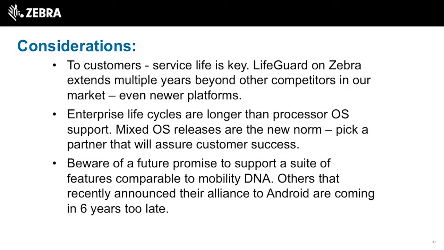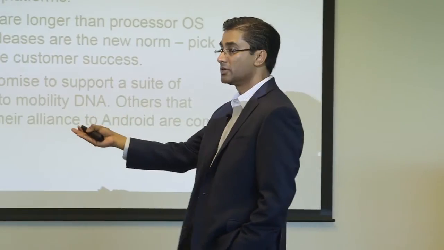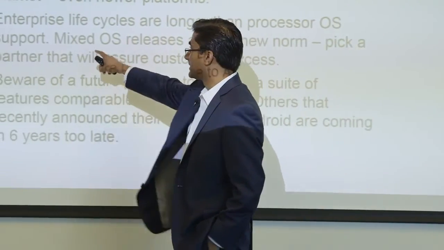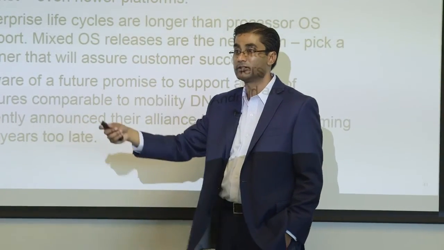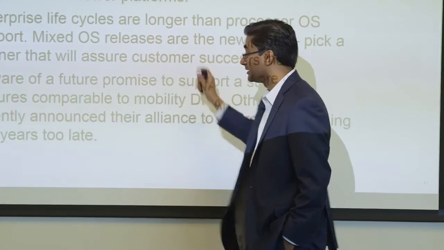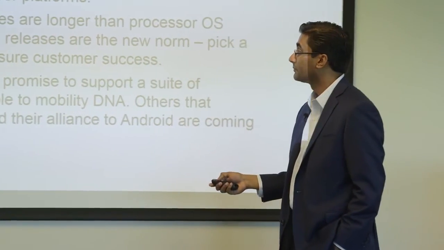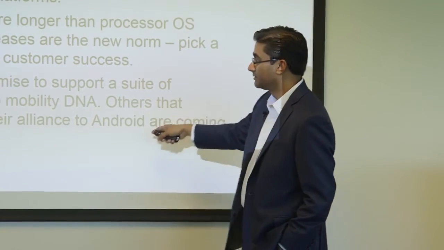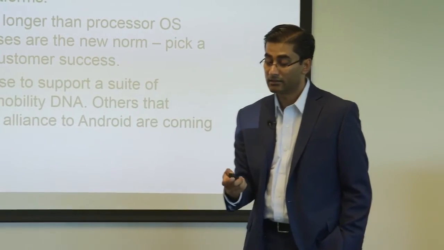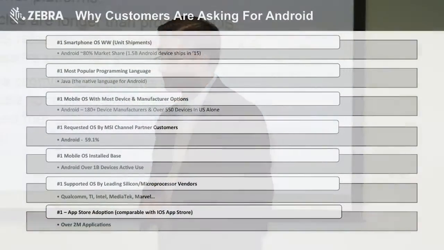Okay, so after all of these things, life for customers, when you think about from an operating system shift, service life is key, right? As to how you would make sure that that device is going to continue on. Enterprise life cycles are longer than processor OS support, right? People expect those devices to last for long. So again, this is something that Zebra is providing. And future promise to support a suite comparable to Mobility DNA. And this is again how to convert that consumer operating system into enterprise.